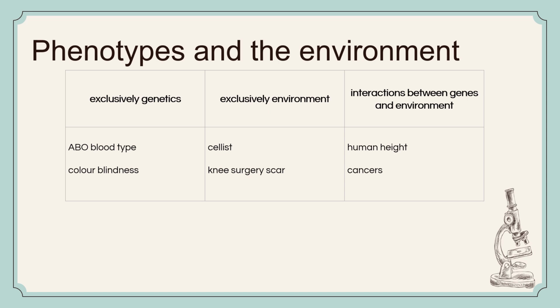What's crazy cool about these phenotypes, these traits that we've been talking about, is that they can sometimes be influenced by the environment. We've been talking about some traits that are exclusively controlled by our genetics, like ABO blood type. If you are type O or type A, this is all about those alleles that you have. Color blindness also is controlled exclusively by genetics. There are some traits that we have that are exclusively environmental. If you're a cellist, it's not because you had the gene that made you a cellist. It's because you learned how to play the cello. If you have knee surgery, that trait, that scar that you have is not the result of your genetics. It is the result of your environment that led to some knee surgery.